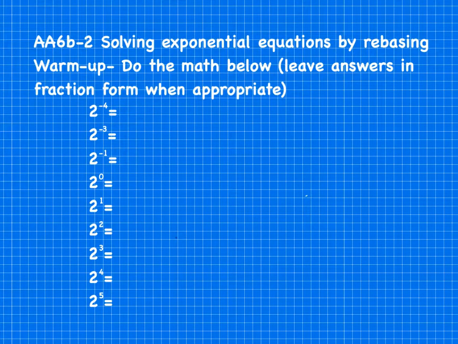All right, on section AA6b-2, we're going to be solving exponential equations by what we call rebasing. So what we're going to start with is some stuff from last class where we were dealing with different exponent rules, which hopefully for a lot of you is a review, but not necessarily for everyone. So what we're going to start with, I just had the warm-up as different powers of 2, including negatives and zeros. And I want to talk about the negative and zero exponents and why they come about. So this is one of the things that came out of the investigation from 6b-1.